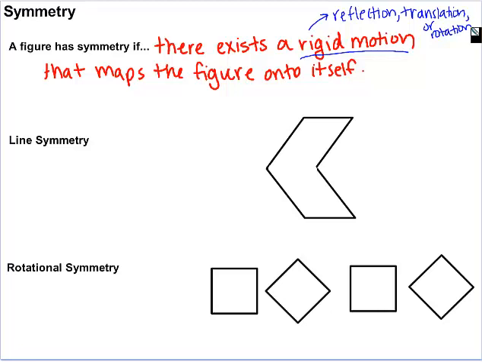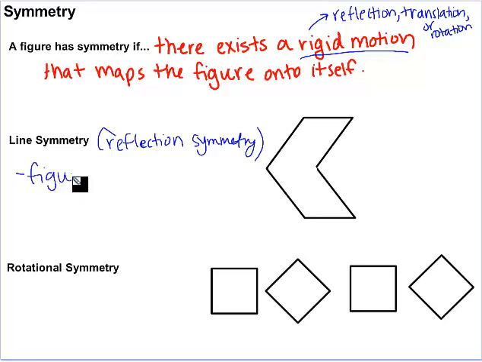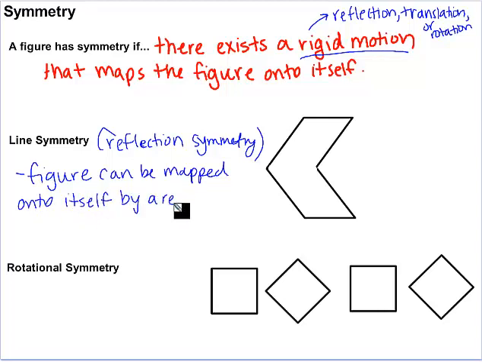There are also a couple of other types of symmetries. We can have line symmetry, which can also be known as reflection symmetry. What line symmetry is saying is that the figure can be mapped onto itself by a reflection in a line.